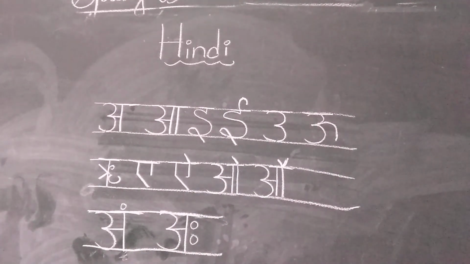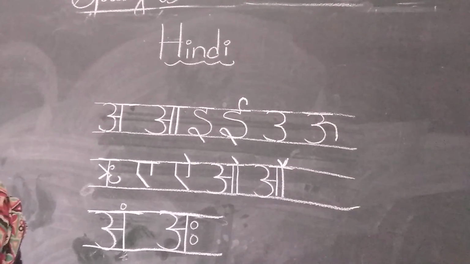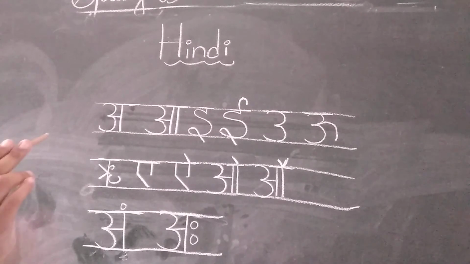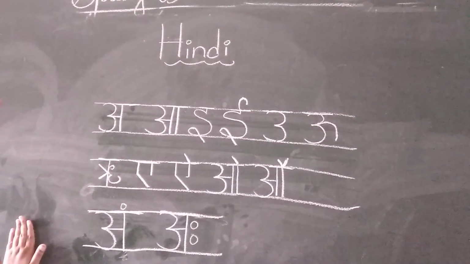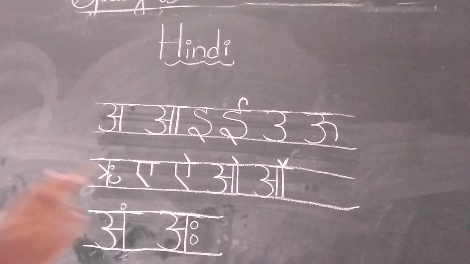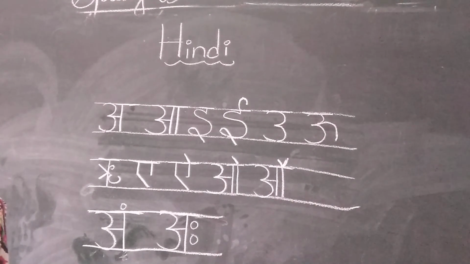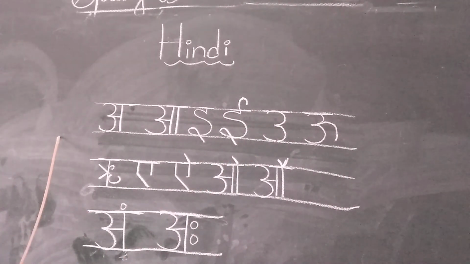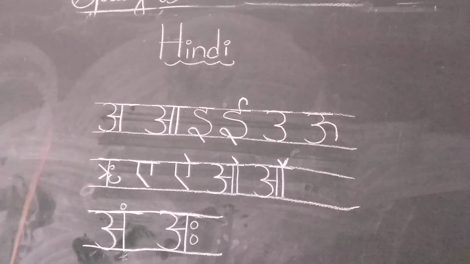All these letters are called swar letters. So all of you, practice these letters very well. In the next class I will start vyanjan letters, that is ka, kha, that start from ka. First, all of you write and read these letters, children.